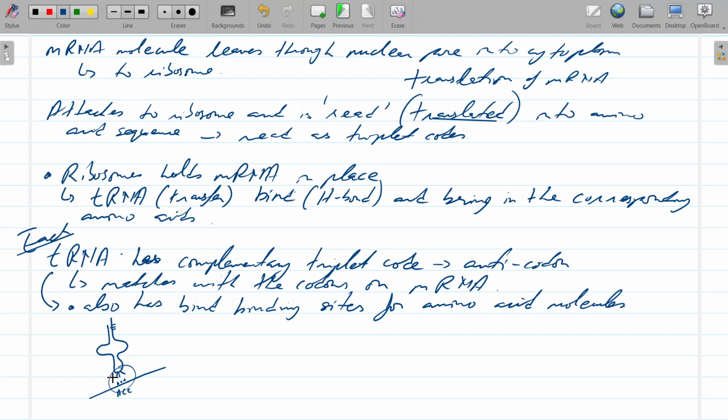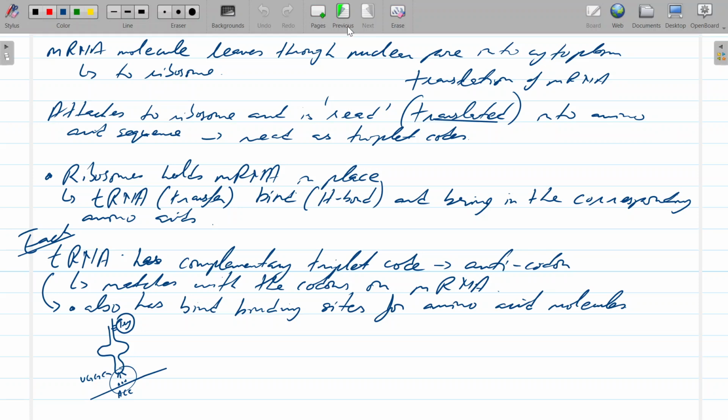And so what you have is UGG, right? So you've got UGG over here on the anticodon. And then you've got a tryptophan molecule, right? So tryptophan, that's not tri, it's just short for tryptophan, TRY. And so you've got this molecule over here.